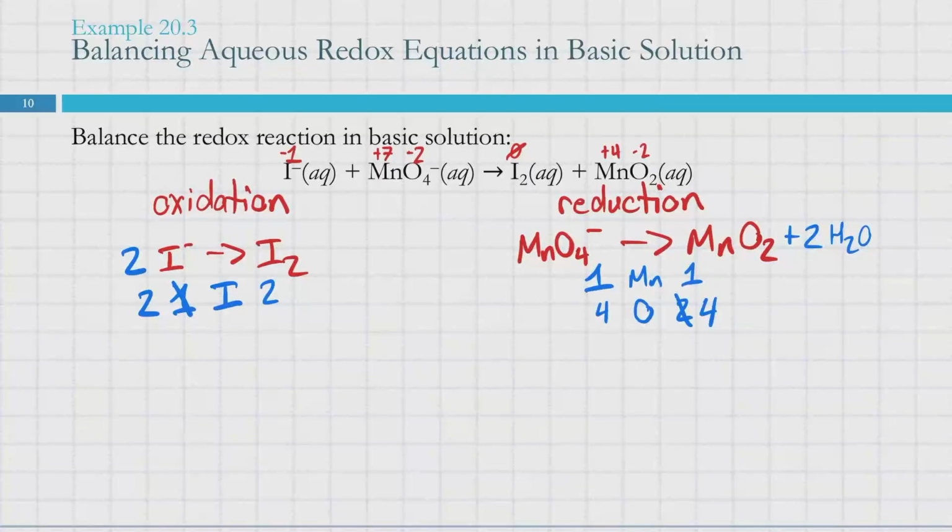Then we have to balance hydrogen. How do we balance hydrogen? H plus. We've got 4 hydrogens on the right side, 2 times 2. On the left side currently we've got 0. So we need 4 H plus on the left side. And now our hydrogens are balanced.